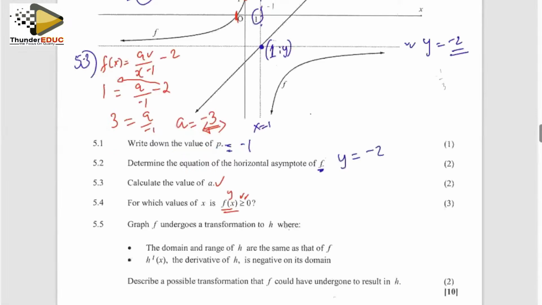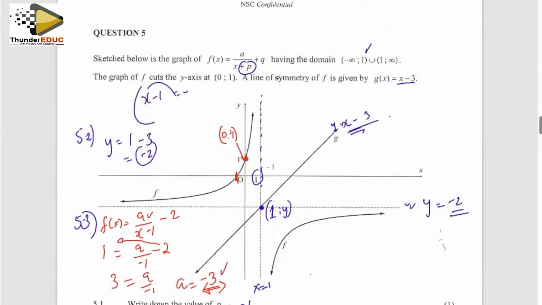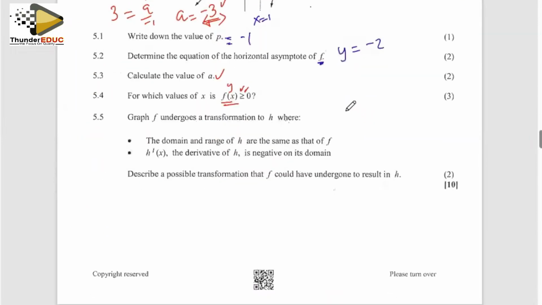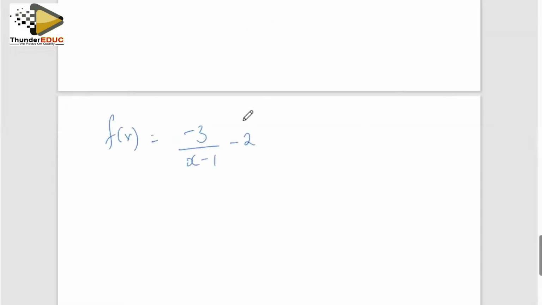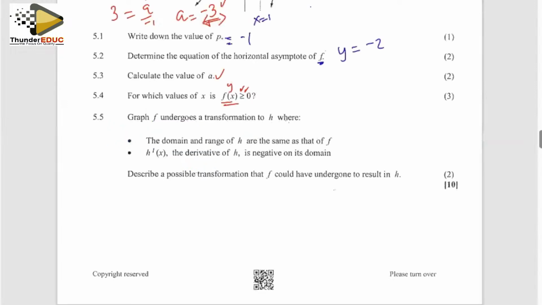Okay, so I'll just write the equation and say my f of x is negative 3 over x minus 1, minus 2. This negative 3 is correct because initially the graph is within the second quadrant and the fourth quadrant of the asymptotes. It's a negative anyway. Okay, so for us to get the x-intercept, we're saying the y must be 0. So I'm going to say at which point is that?